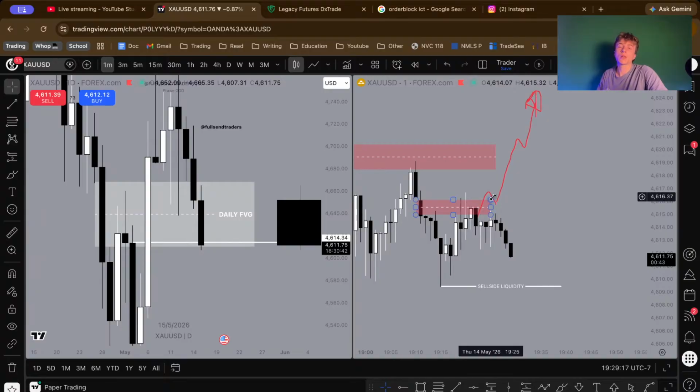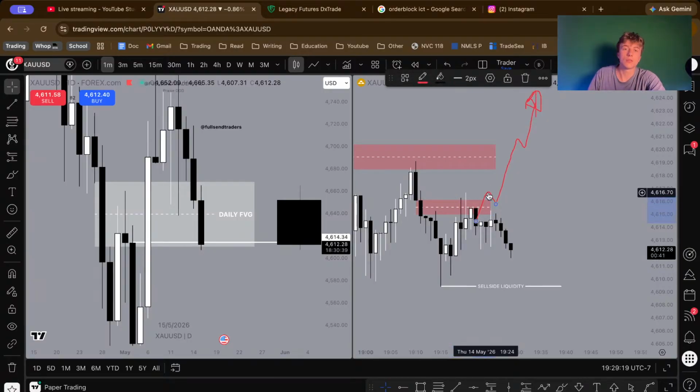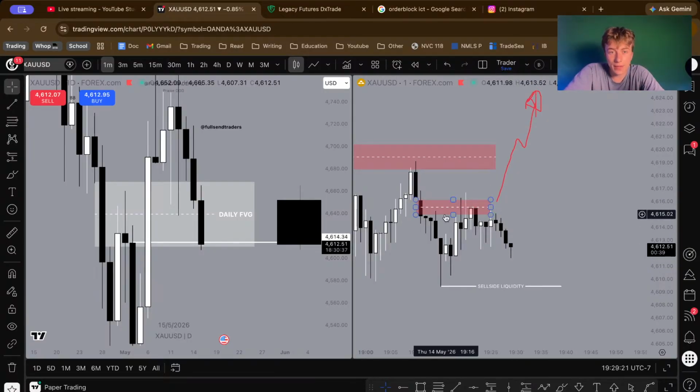Okay, so we did not close above this gap. You guys can see we're staying inside of it. That's where fair value gaps come into play. If it doesn't close above it, you're not going to get your entry.